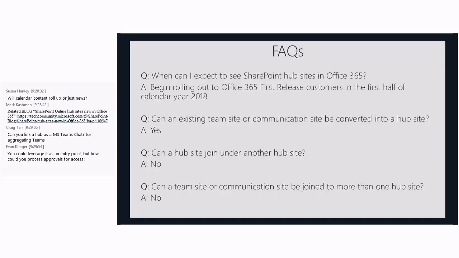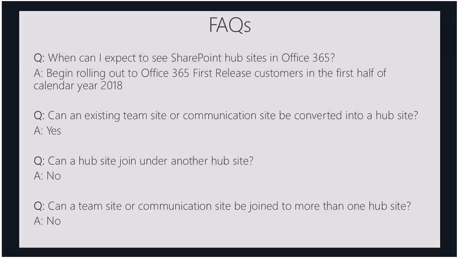Second question is, what happens with site columns and content types defined at the root site in the site collection? Are these promoted to the hub site? And the answer today, by design, is no. They certainly, for one, wouldn't get adjusted or changed, which means that you wouldn't lose the value of the work that you've already done, but they wouldn't roll up into the hub itself.